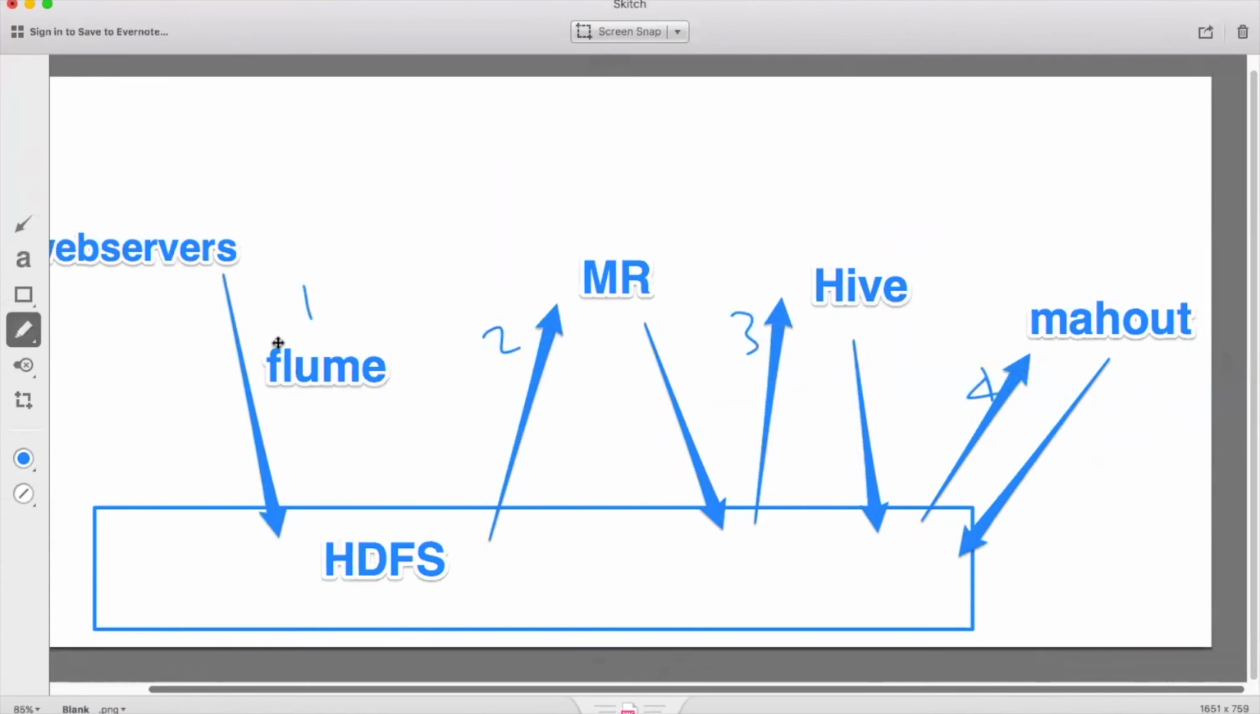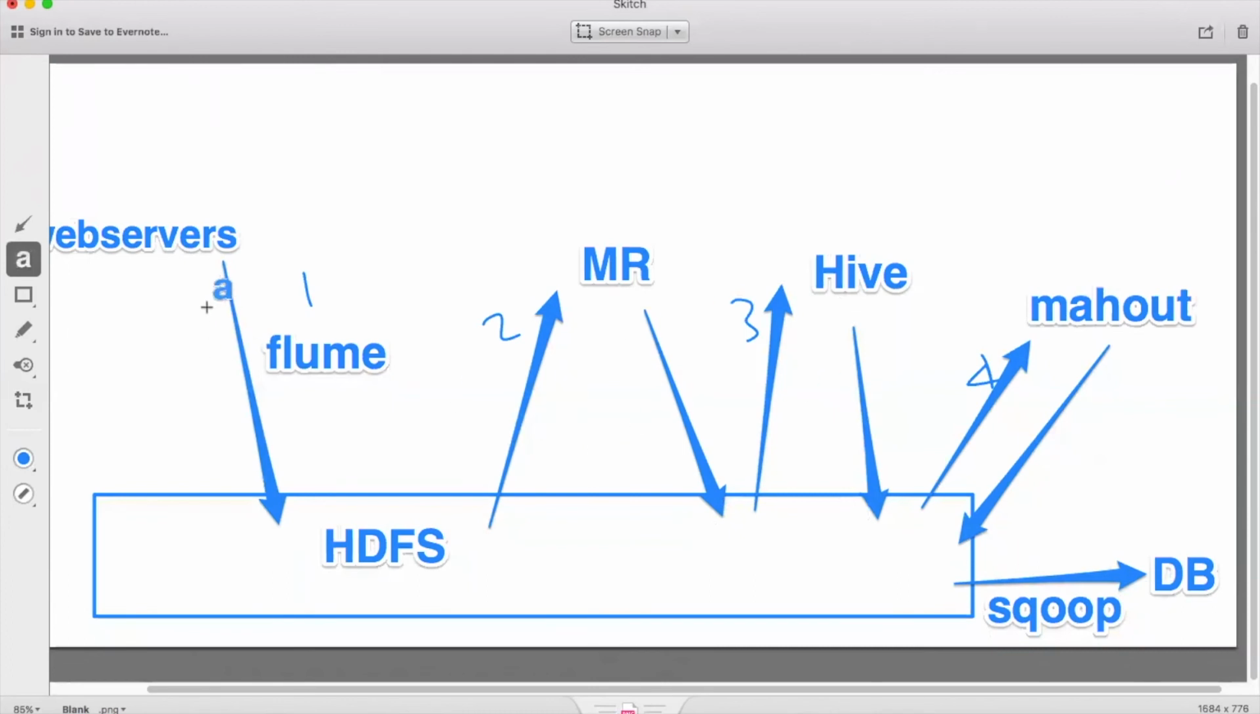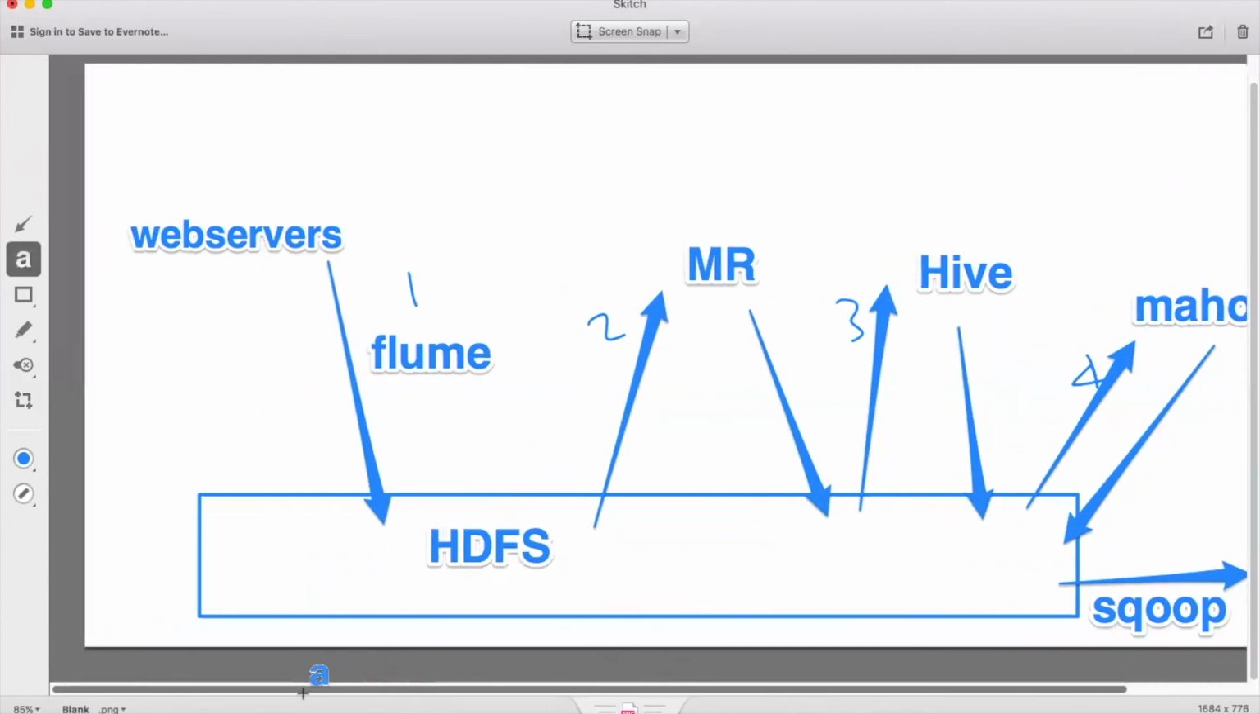After that we were using what? These were the recommendations. Mahout was generating these recommendations and we were keeping them back in HDFS. And from here, using Sqoop, we were sending it to our web server database. So you can see that in a typical project, we generally end up using more than one of such components.